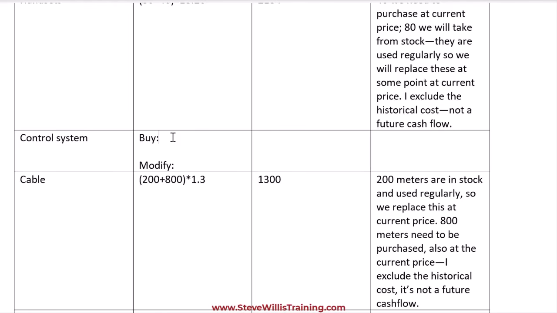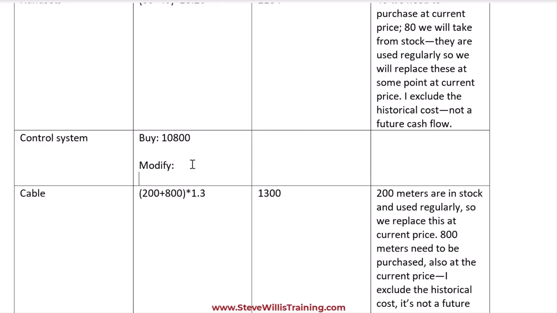If we buy the new one, that's going to be a cost of 10,800. If we modify the current one, guys, that's going to cost 4,600 to modify. Plus, we have that opportunity cost of lost revenue. We don't get to sell it, so that will be 3,000, okay? And 4,600 plus 3,000 is equal to 7,600. We go with the lowest option, so we go with the 7,600.